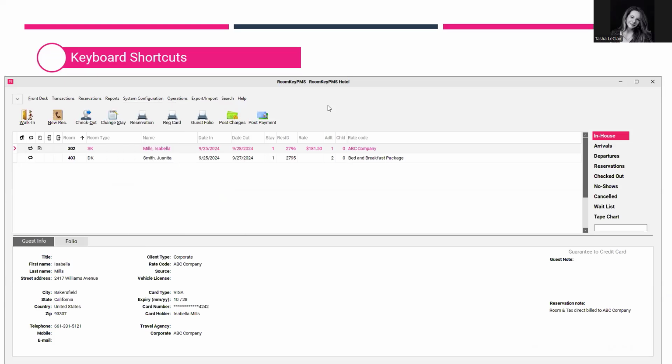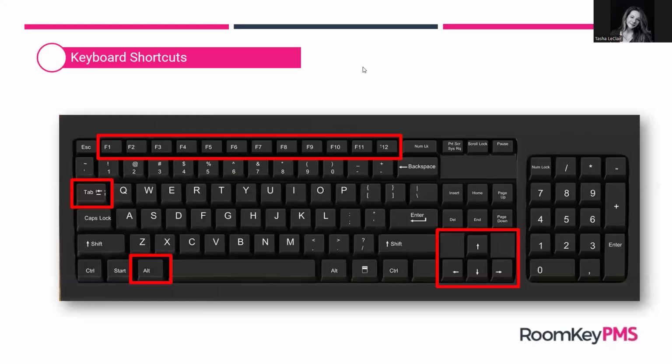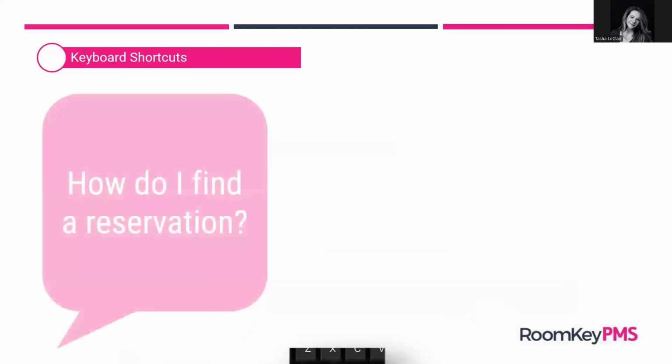Great. So just back to our presentation here, I wanted to show you a couple of examples of how this can allow you to quickly access different features and perform different functions in RoomKey. So the first thing that we'll look at with these shortcuts is how to find a reservation.